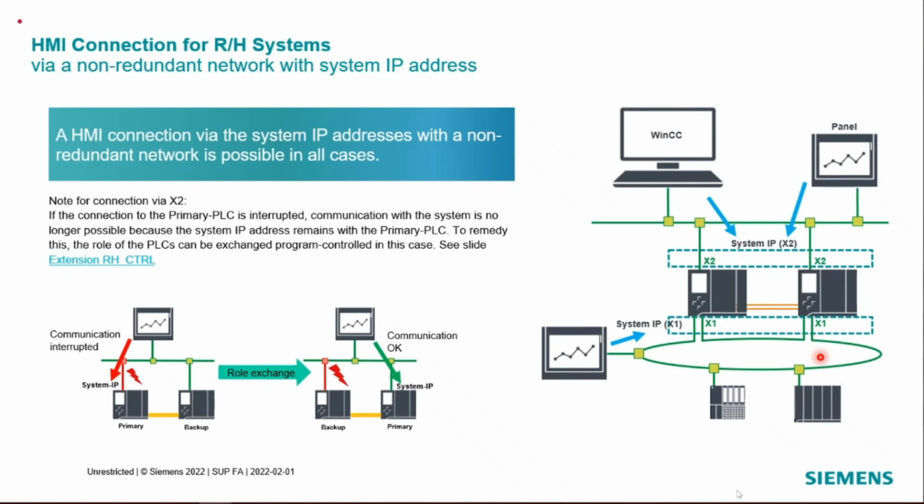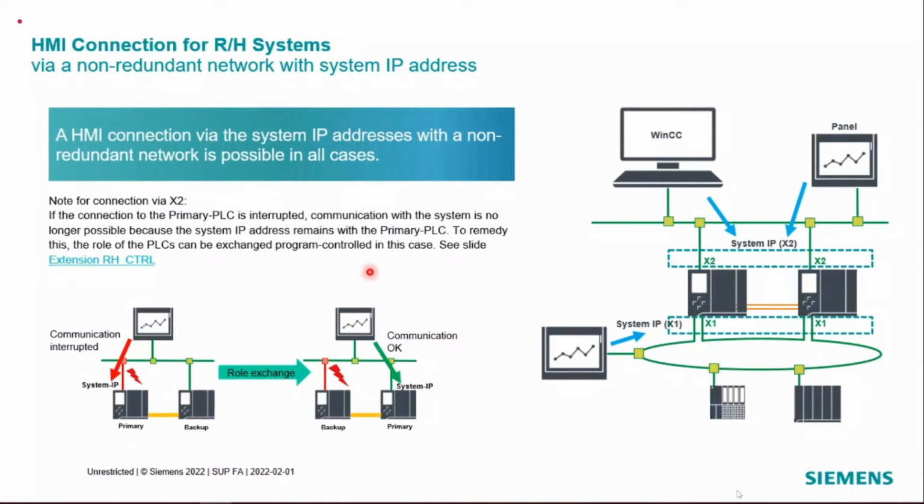HMI connections, you have already seen this part in the demo. HMI can also be connected by a system IP. That is why basic, comfort, all the different types of panels can be connected to the 1500 R/H. I can connect via the X1 port, and I can also connect via the X2 port in the case of 1515R, 1517 and 1518H CPUs.